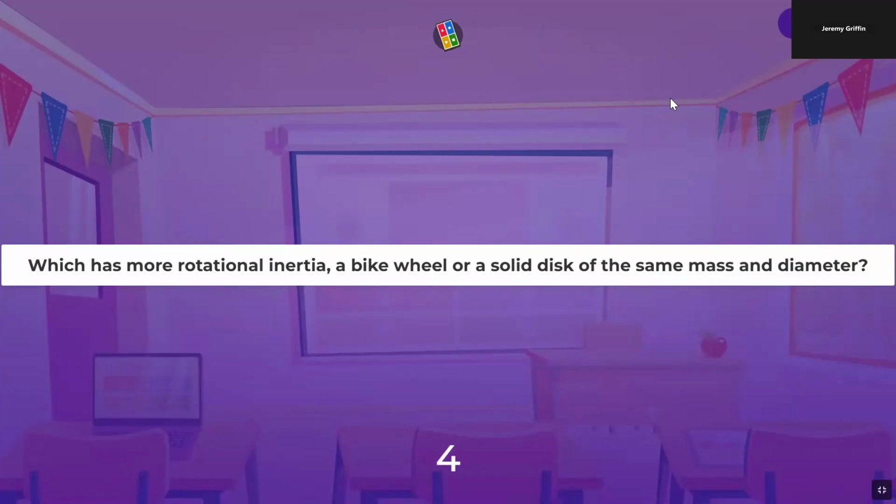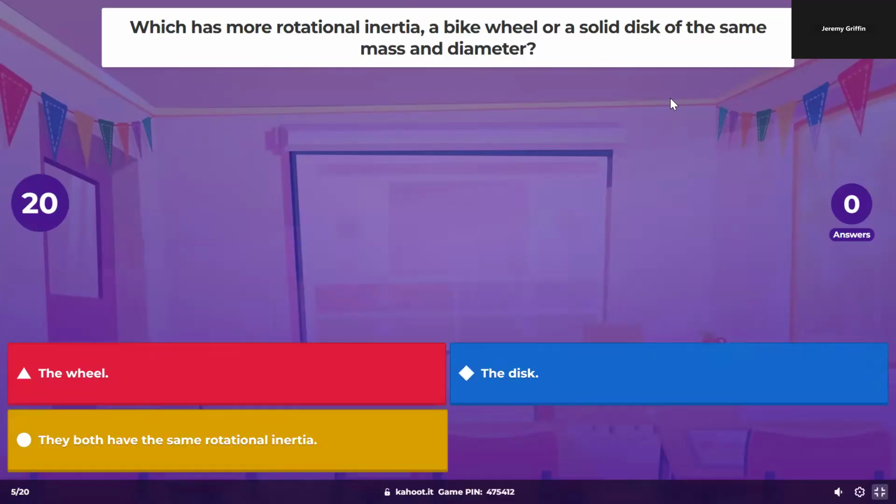Which has more rotational inertia, a bicycle wheel or a solid disc? Say they have the same mass and the same diameter.